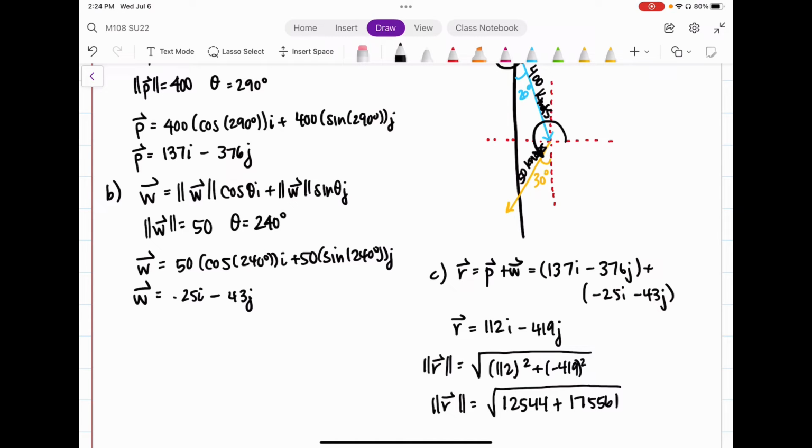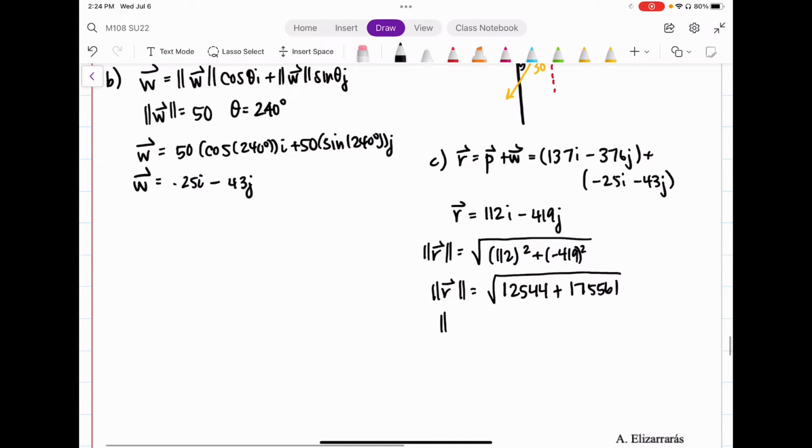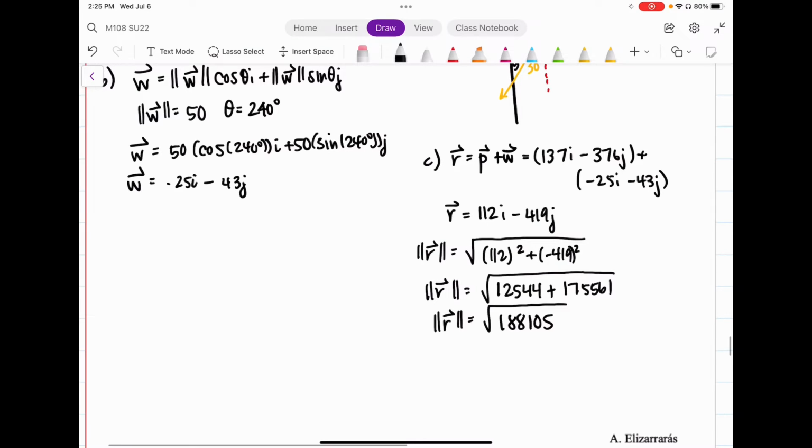112 squared is 12,544. Negative 419 squared is negative 419 times negative 419, which is positive 175,561. That is then the square root of 188,105, which is a true speed of 434 knots rounded.